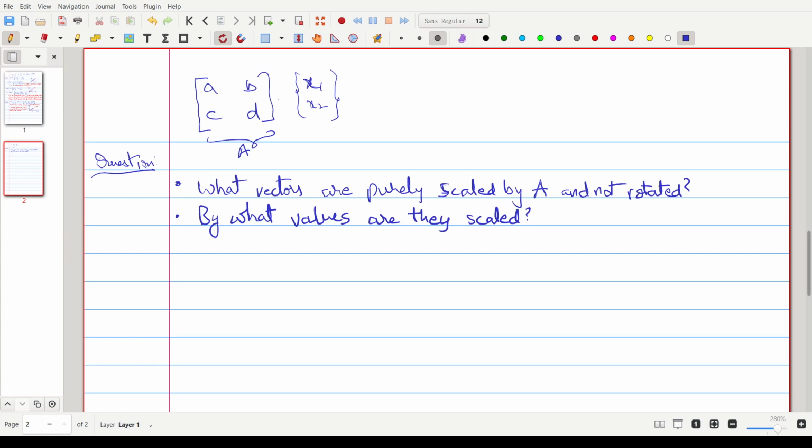And the first point of the question, these vectors which are purely scaled by A and not rotated are called eigenvectors. And the values by which those vectors are scaled are called the eigenvalues. Now moving ahead.